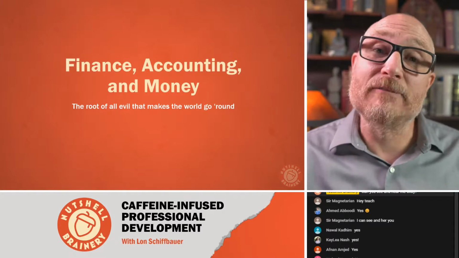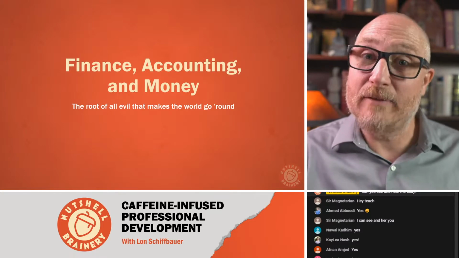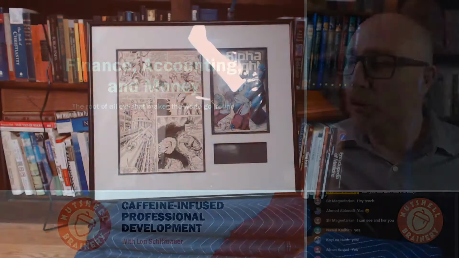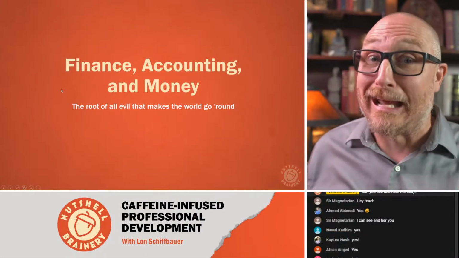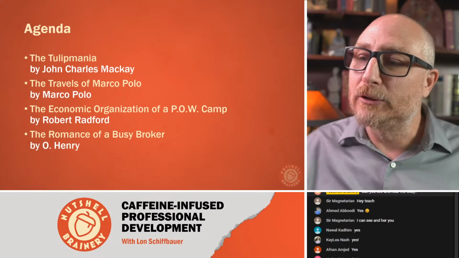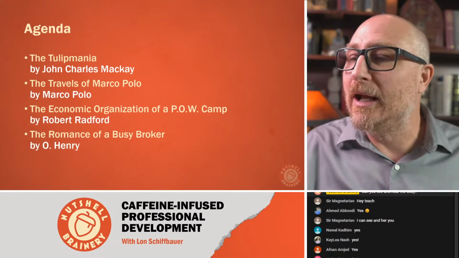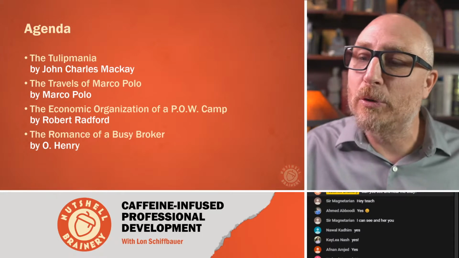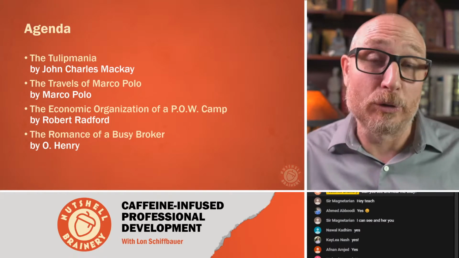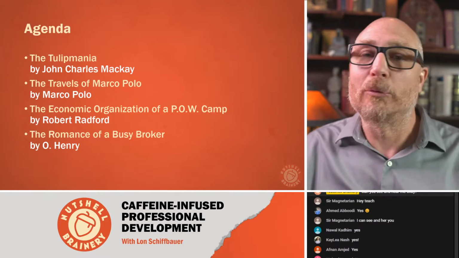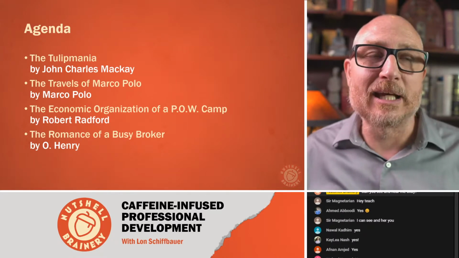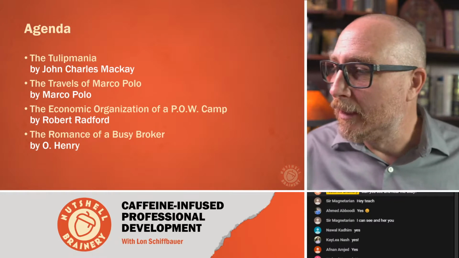Now, there is a video by Dave Allred in the list of readings. We're going to look at that later on. We're going to look at Tulipomania, Travels of Marco Polo, Economic Organization of P.O.W., and Romance of a Busy Broker. We're going to take a different approach on a lot of those, just so you know. Don't worry, I'm totally setting you up for the reading, the quiz, and the discussion, but we're going to have a little fun along the way.